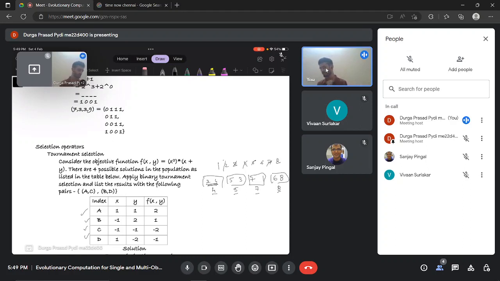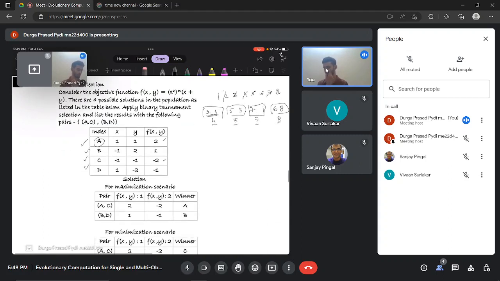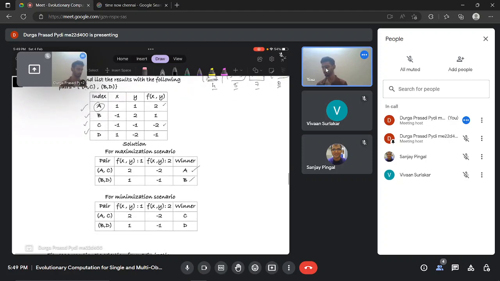So for this particular case, when I'm choosing A and C, and my objective is maximization, then A will be my solution. These are the possibilities here. If you want maximization, A will be the answer, and in the second case, B will be the max. Or it can be the other way around. You can have a minimization scenario where C and D will be your solutions. This is one form of selection operator.